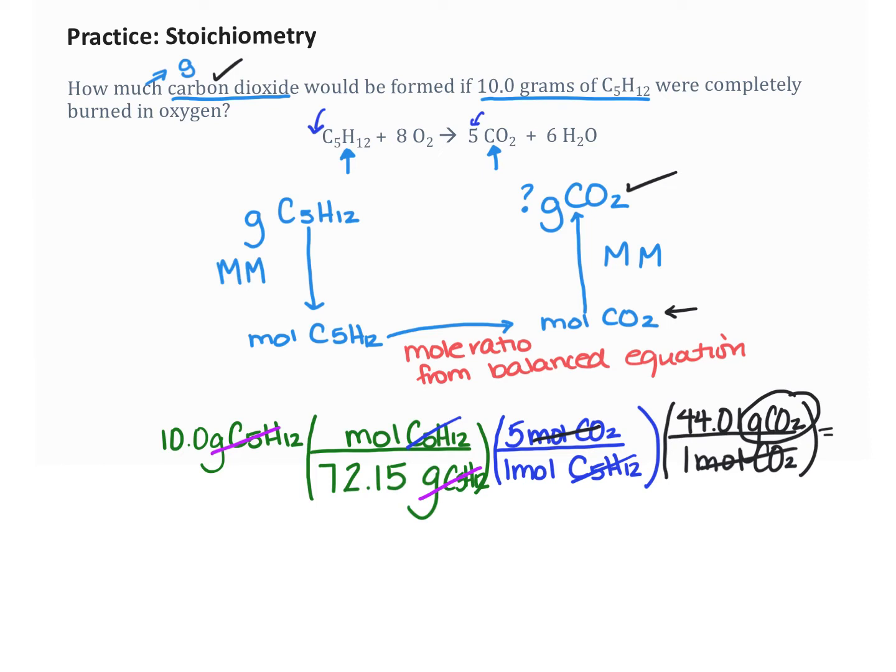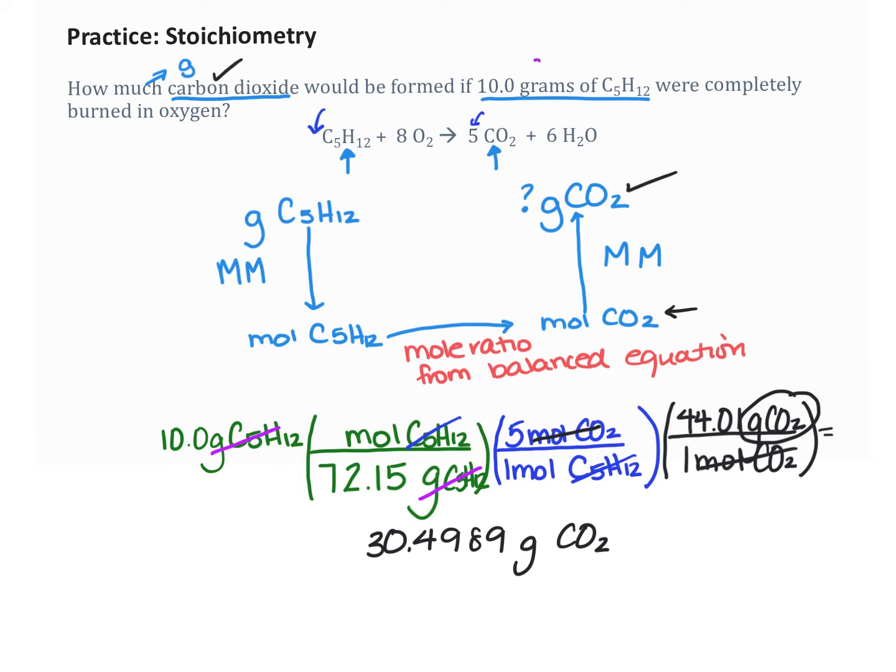So when you do this, there are lots of double checks. You need to make sure all your units cancel out, and if you're following along with your map, you should be able to go from grams to moles pretty easily. Now, what you're going to do is take 10, divide it by 72.15, multiply it by 5, and then multiply it by 44.01. Go ahead and try that now. And the number you should get is 30.4989 grams of CO2.